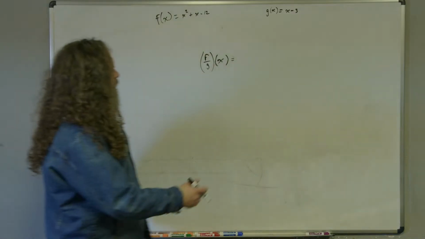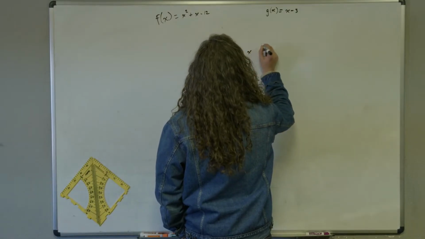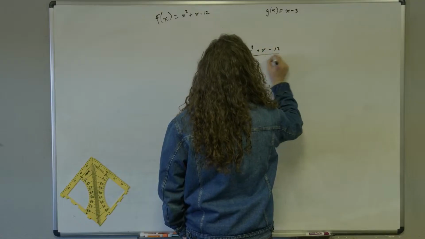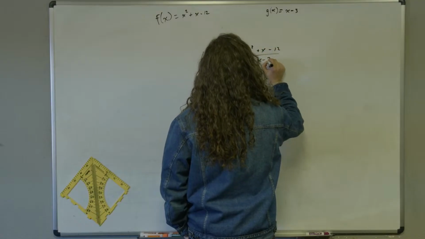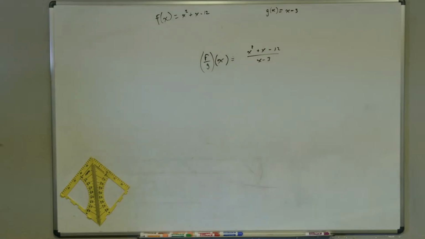So to start, we just put f over g, x squared plus x minus 12 over x minus 3. Now, you probably circled that and moved on with your life, right? But this one, we can do more. What do you think we might could do to clean this one up? You take out an x and a 3. No, we can't, because they don't all have all of that.